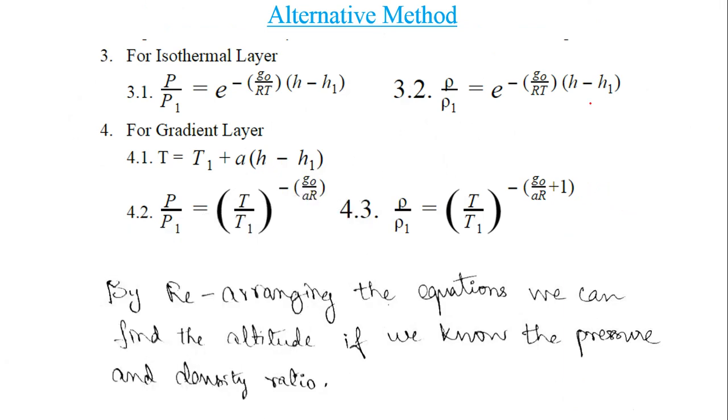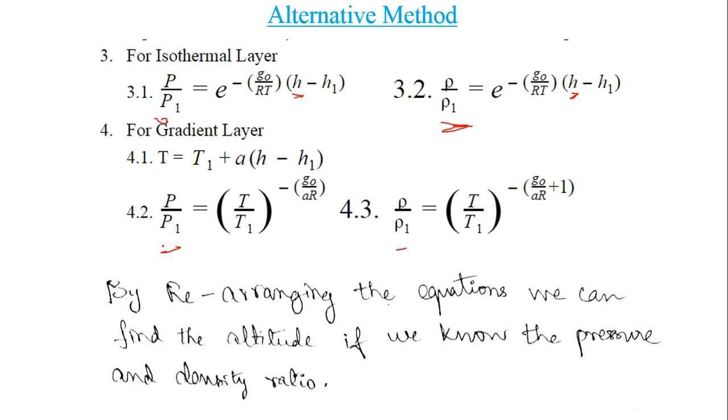Now let's know an alternative method to calculate the pressure altitude. We already knew about the pressure ratio and density ratio for isothermal and gradient layer. If we are able to measure the other values, we can determine the altitude. And the altitude which we determine will be the pressure altitude or density altitude as it is. So by rearranging the equations, we can find the altitude if we know the pressure and density ratios.